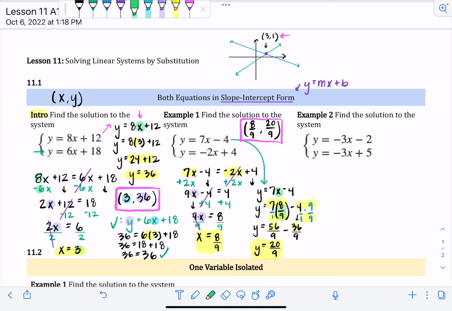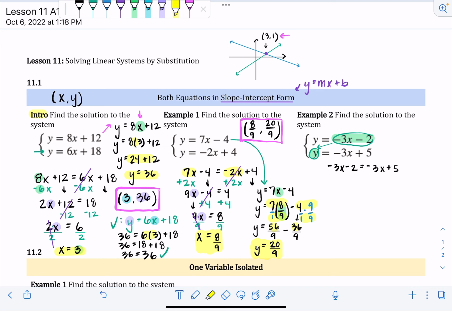So if negative 3x minus 2 is equal to y, then I can take it and I can put it into the other equation where y is also, because it's equal to y. So I'll put it in there. So this whole thing replaces the y. So then that would become negative 3x minus 2 equals negative 3x plus 5. And then now I have an equation that just has that one variable. It has x, so I can go ahead and solve for it.